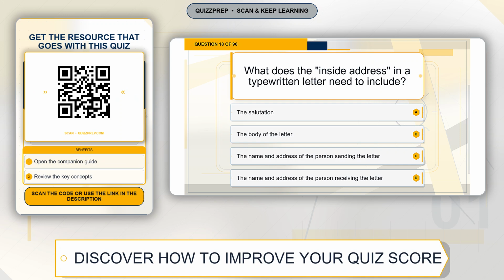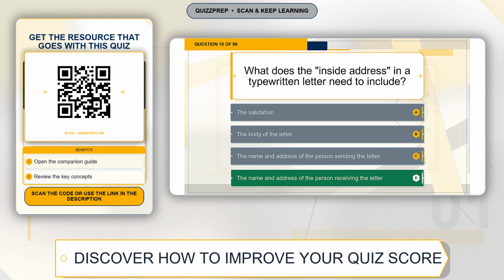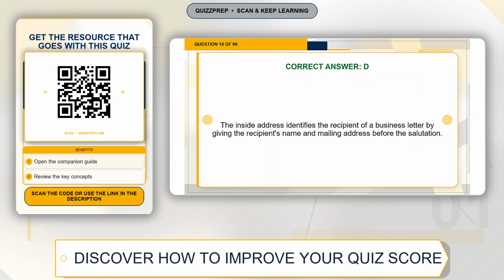Question 18. What does the inside address in a typewritten letter need to include? Option A. The salutation. Option B. The body of the letter. Option C. The name and address of the person sending the letter. Option D. The name and address of the person receiving the letter. The correct answer is option D. The name and address of the person receiving the letter. Explanation. The inside address identifies the recipient of a business letter by giving the recipient's name and mailing address before the salutation.